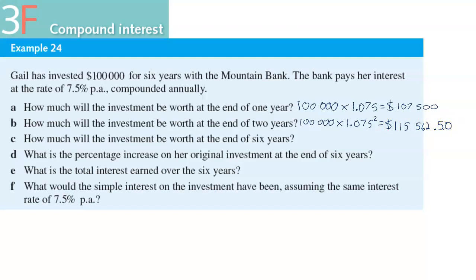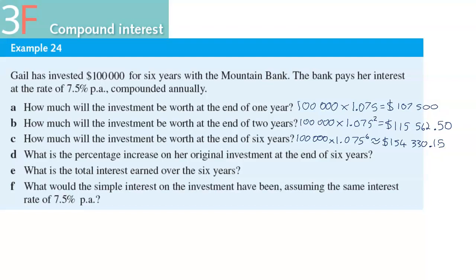because we always write money to 2 decimal places. At the end of 6 years, so I'm still starting with my principal. This time I'm going to be multiplying by 1.075 6 times, so that's 1.075 to the power of 6. And this time I'm going to be rounding, so my answer is approximate. I've got $154,330.15.